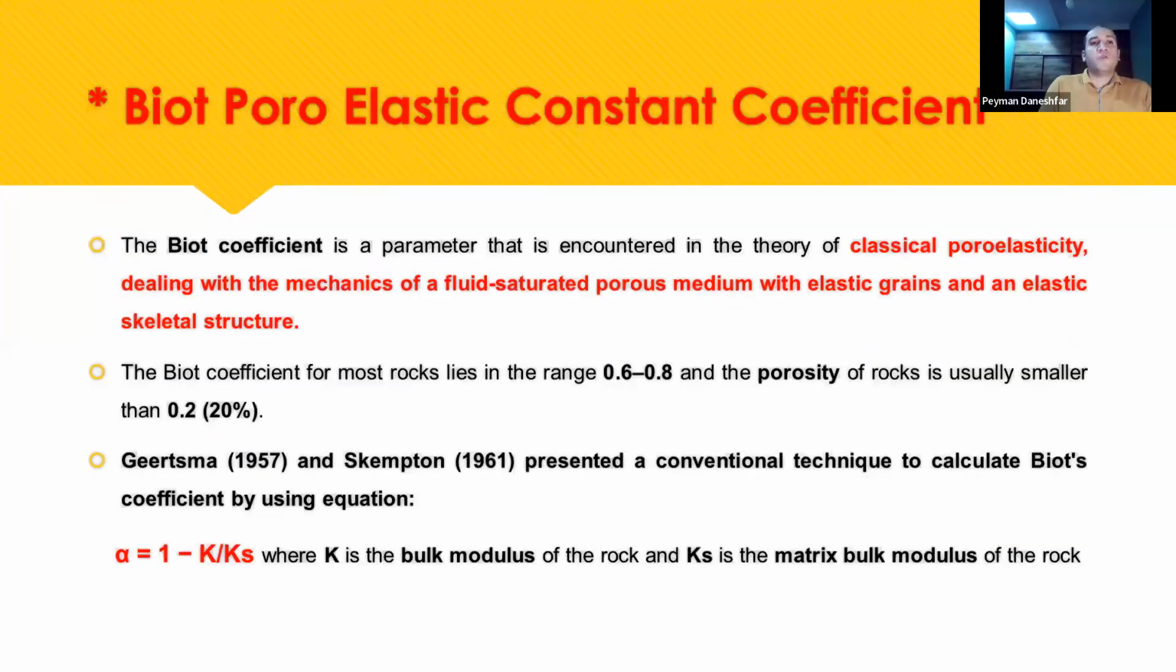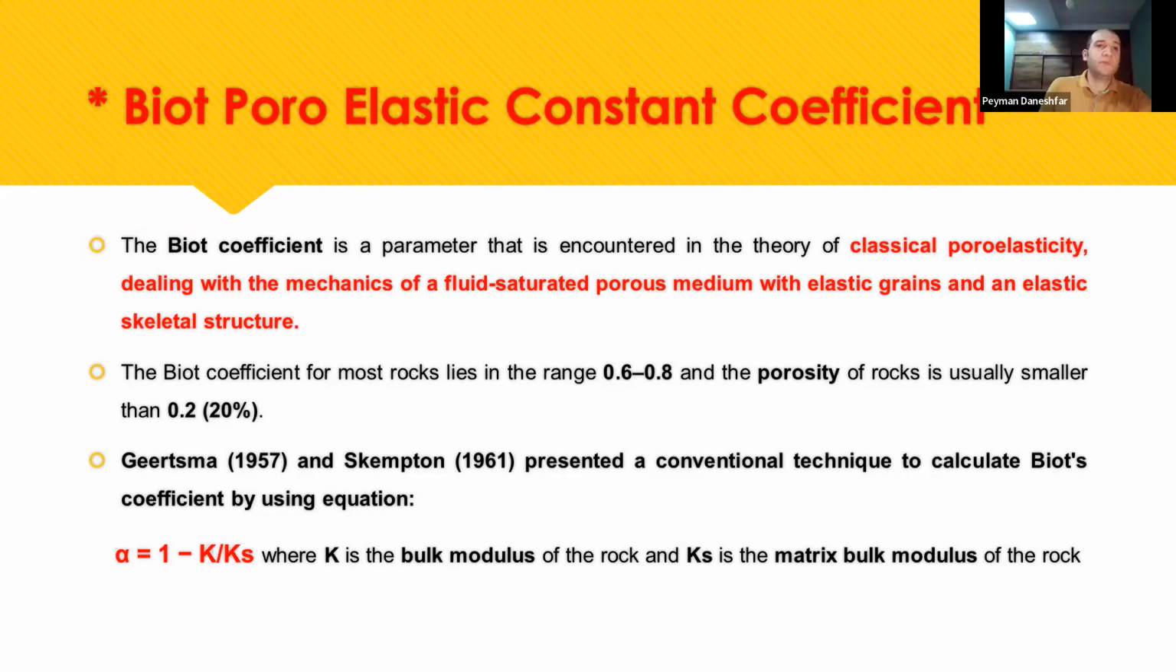What is the Biot elastic constant coefficient? The Biot coefficient is a parameter used in the theory of classical elasticity dealing with the mechanics of fluid saturated porous structures. As I told before, the range of the Biot coefficient is about 0.6 to 0.8, supposing that our rock porosity is about 20%.